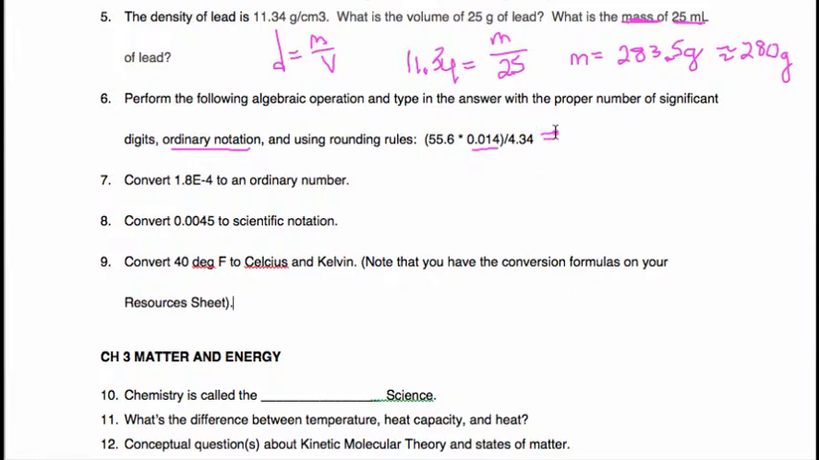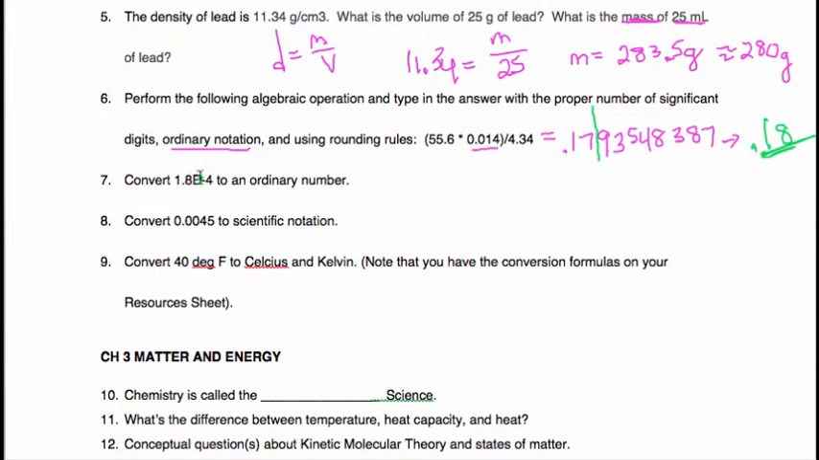So punch this in my calculator. I get 55.6 times 0.014, and I divide it by 4.34. My calculator says this: 0.1793548387. That would be ridiculous to put as your answer. It shows no regard at all for sig figs. You get 2, so this trims to what? Well, I get 2, so I look to the right. Is it 5 or more? It is. I round up. 0.18. That's your answer.